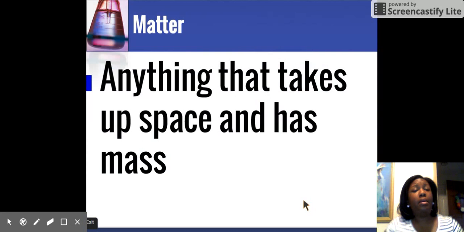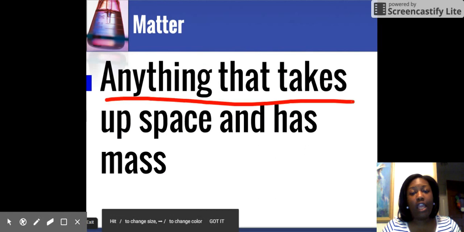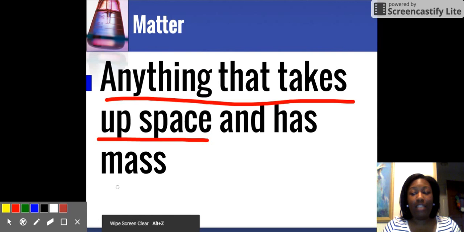All right, so matter is anything that takes up space and has mass. We learned that in sixth grade, and you learned it in elementary school. It is anything that takes up space. That is our definition.